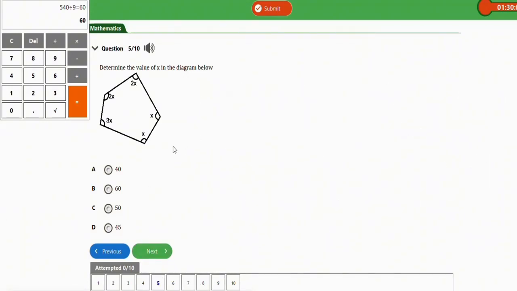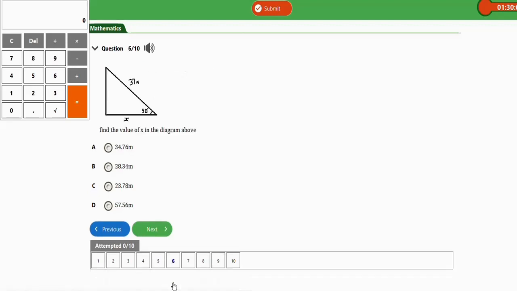So the next repeated question we are going to solve under this topic, angles and lines, is this question. We are asked to find the value of x in the diagram above. Alright, this question is quite simple. We are going to make use of the acronym SOHCAHTOA to solve this particular question. We are looking for the value of x.